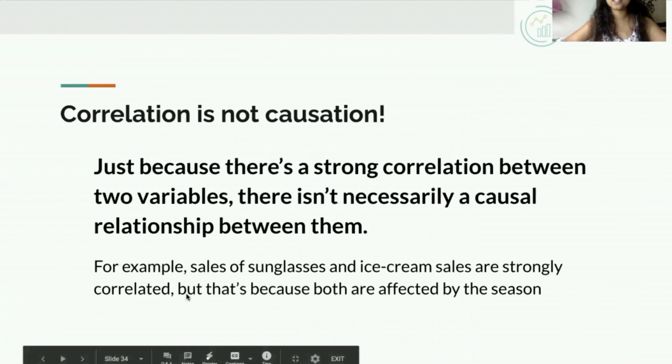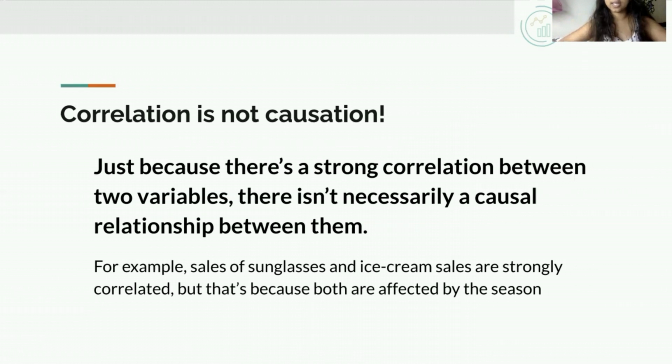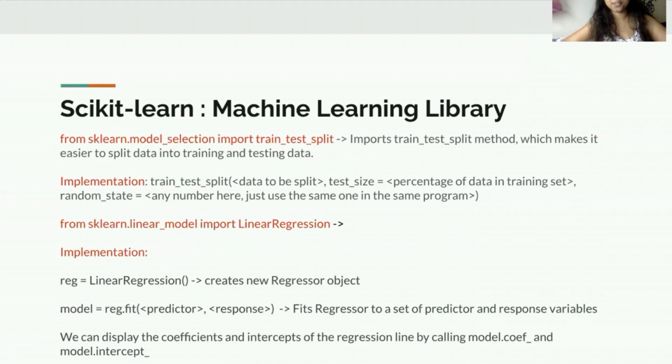And here's an example. The sales of ice cream and sunglasses are strongly related, right? But that's not because there's a relationship between them, it's just because they're affected by the same season. And this is just a cautionary note that correlation doesn't always mean causation.